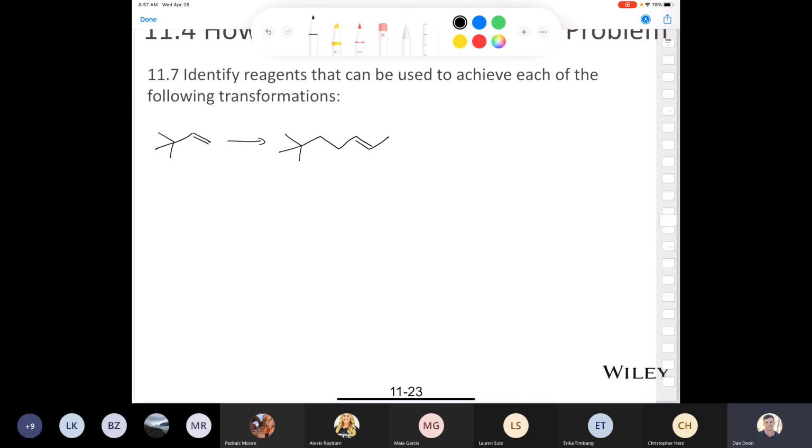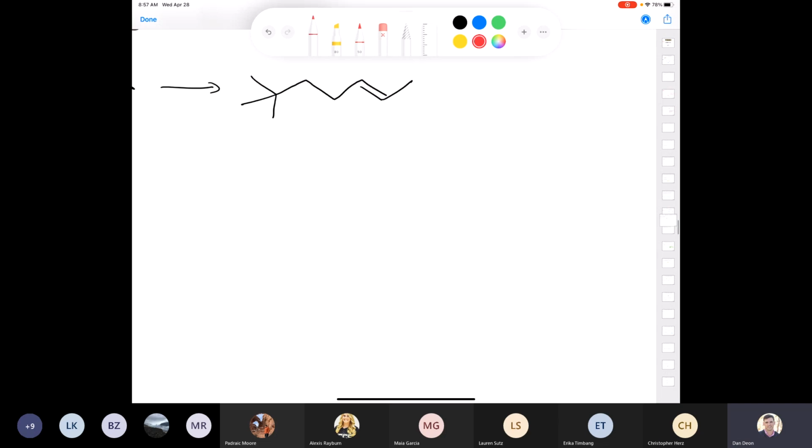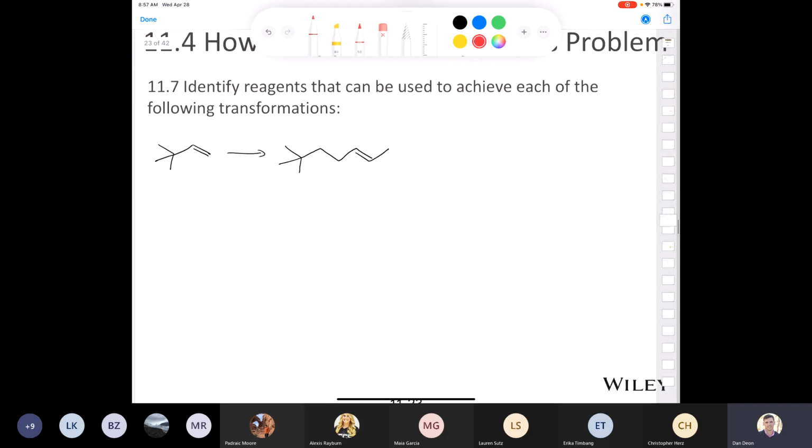Now, the way that I think about this in terms of retrosynthesis is, let's count the number of carbons. I've got 1, 2, 3, 4, 5, 6 carbons here, and I've got 1, 2, 3, 4, 5, 6, 7, 8, 9 carbons over here. I've got to add a total of 3 carbons. And it looks like they're added over here, right? It looks like they're added on the end.